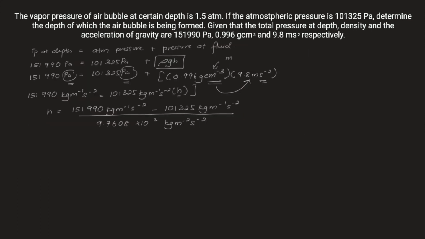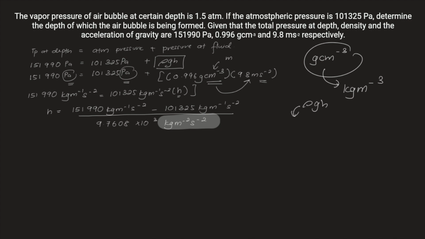Alright, so if you're wondering how I got this unit, it is because I've already converted this gram per centimeter cube. This one I need to convert into kilogram per meter cube, right? And then because it's rho g h, I'm going to multiply the rho and the g. So the rho is kilogram over meter cube times your g, which is the acceleration, meter per second squared. So you will end up getting kilogram, and then here, because it turns into 2, meter to the power of negative 2, and also per second squared. That's why we got this over here.